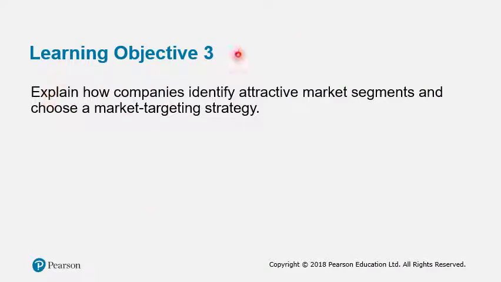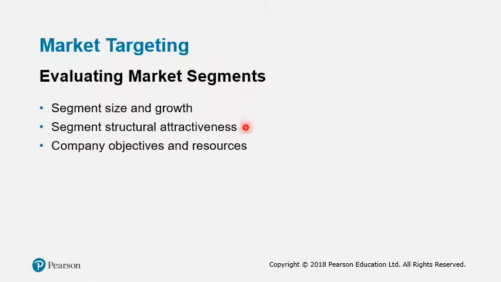Next, the third learning objective, which is explaining how companies identify attractive market segments and choose the market targeting strategy. Now, before we do that particular targeting, you have to evaluate your market segment first. Of course, this is related to the effectiveness just now of your market segment in terms of its size and also the potential growth. You don't want to have a big segment that is not growing, so it may not be worthwhile for you to create a marketing mix for it.